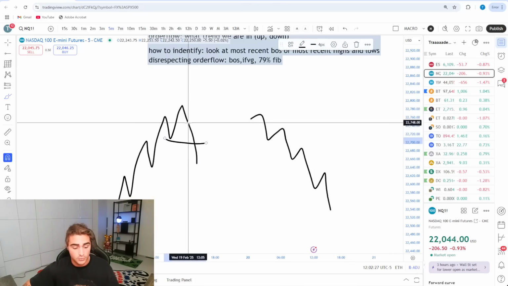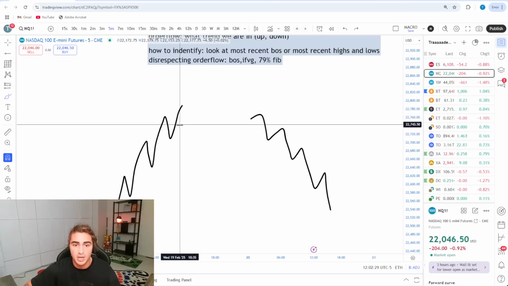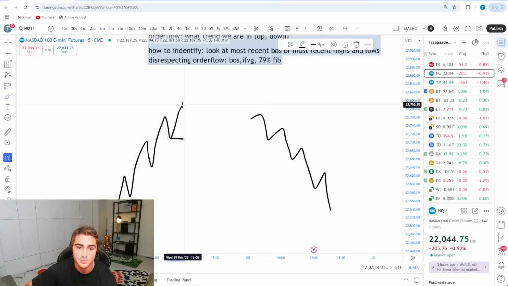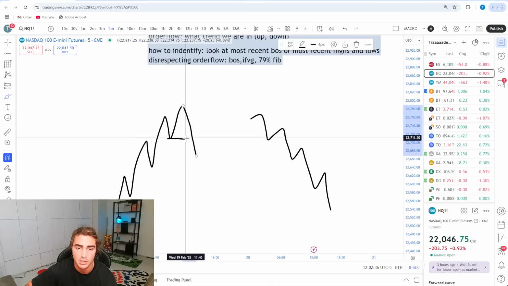Okay, so first one, break of structure. How do we identify break of structure within an uptrend? We find the most recent low that was made and we need a candle closure underneath it, okay?